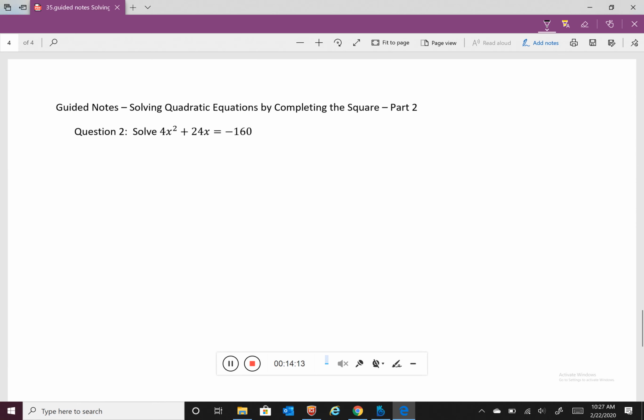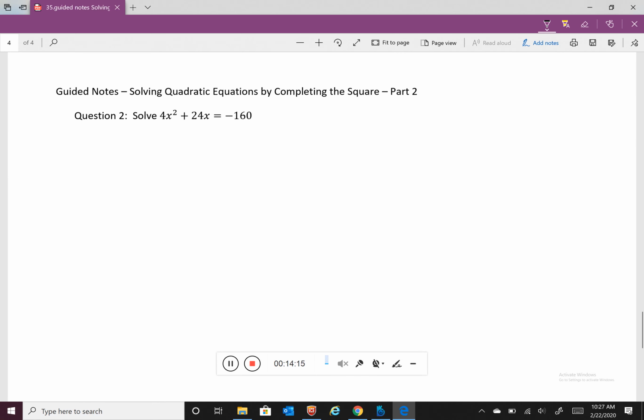And your question. So question number 2. Solve 4 times x squared plus 24x, and this is equal to negative 160.